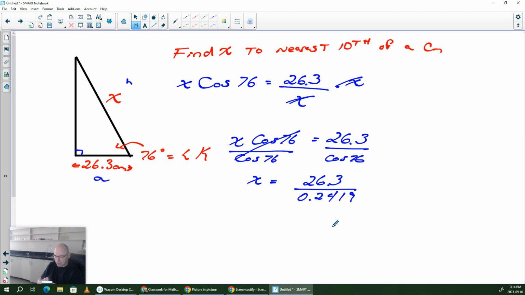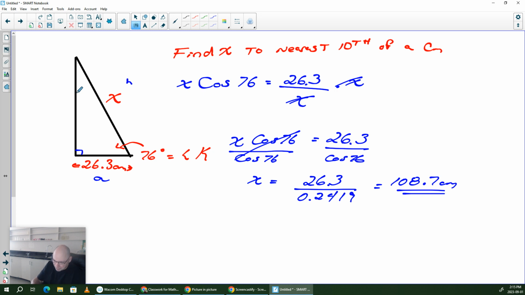Okay, so let's plug this into our calculator now. 6.3 divided by 0.2419 equals 108.7, or we'll say 109. I guess we should go to the nearest tenth because we have a tenth in that other one. So 108.7 when I round it, centimeters. Now, does it make sense that it's quite a long side? Yes, because it's a hypotenuse. And if the diagram's got some scale to it, it looks correct in this case.